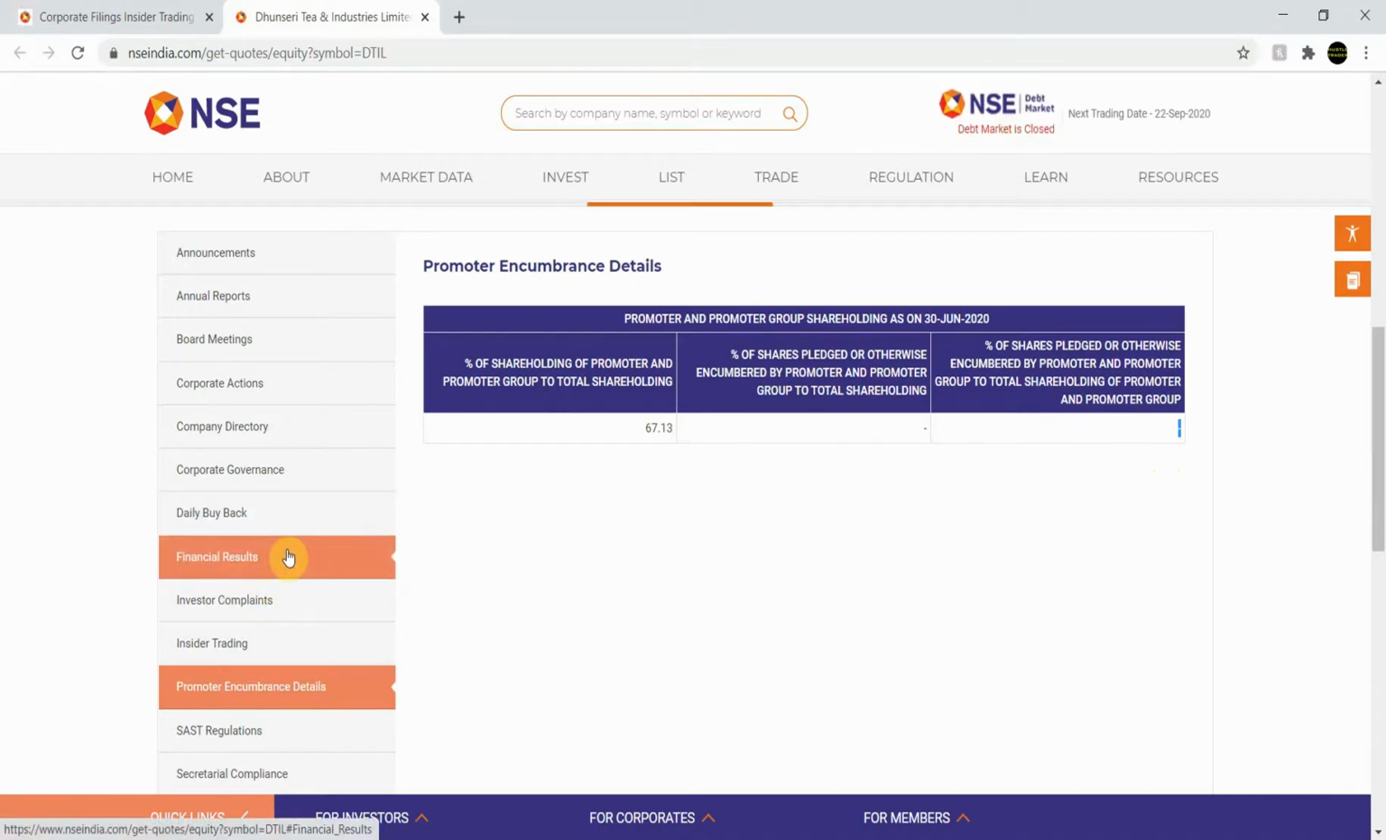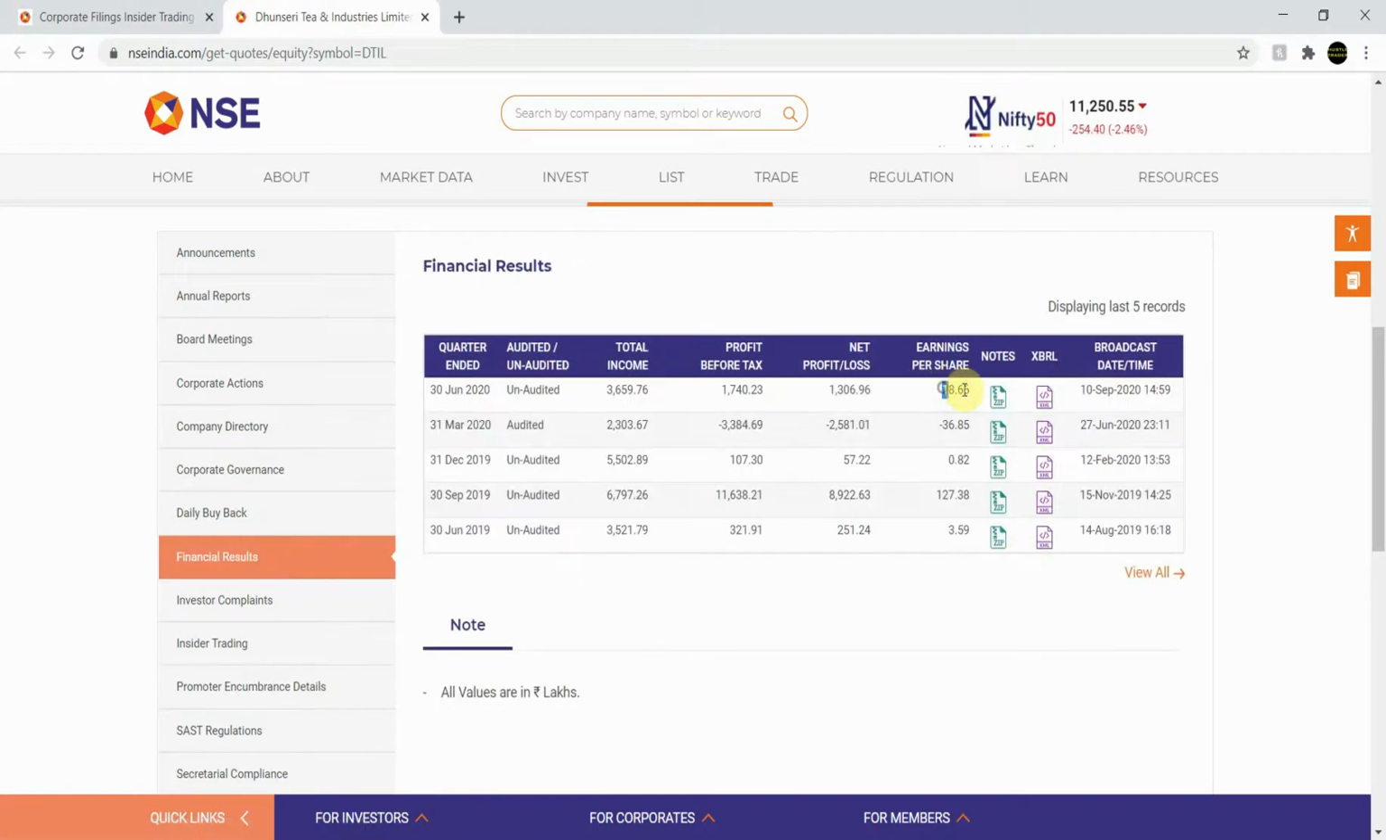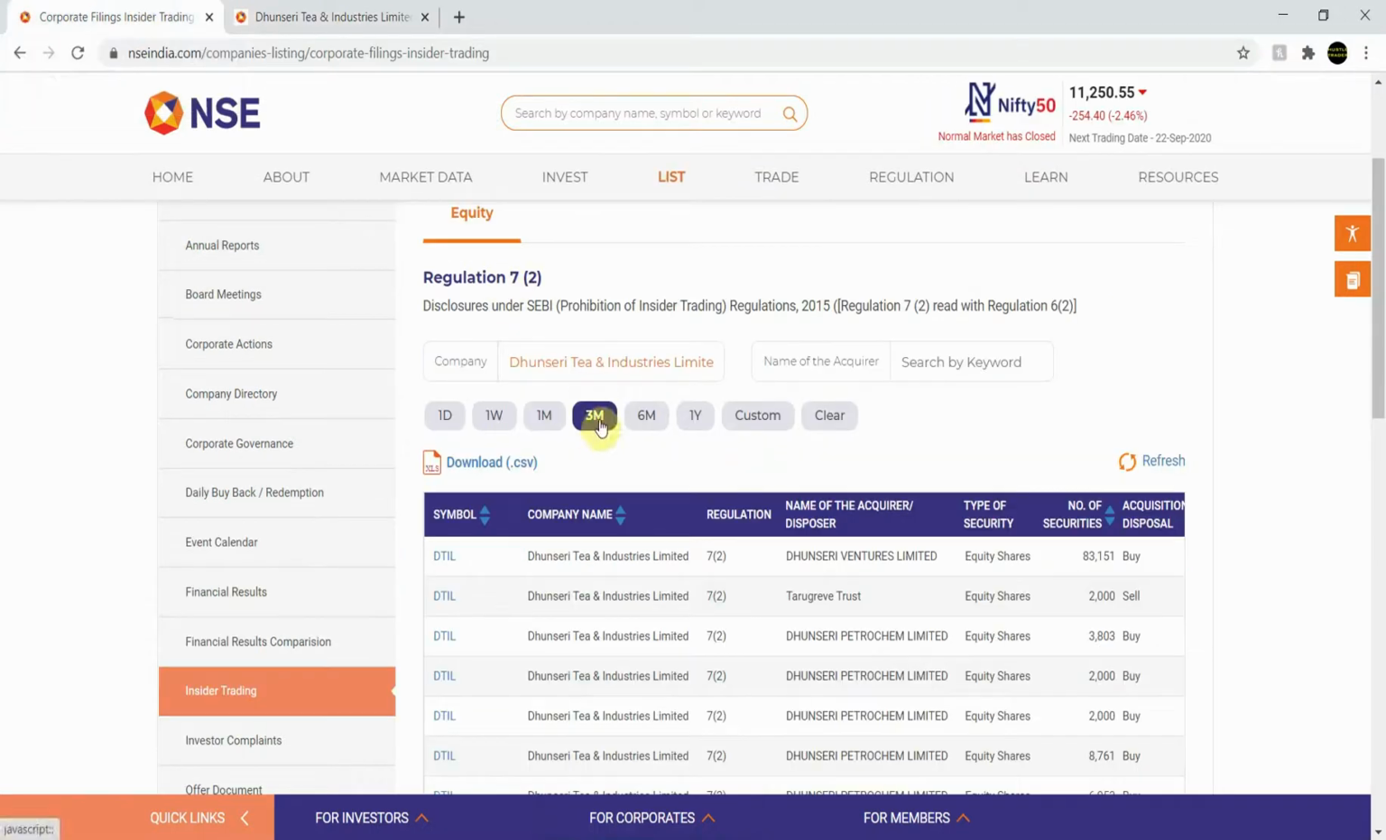Next one, the last one, is the optional financial results. The latest earnings per share is 18.66. That is a positive number. So it fulfills all the four criteria once again. So what we have to do next is go into the corporate filings insider trading tab once again from here, as you can see.